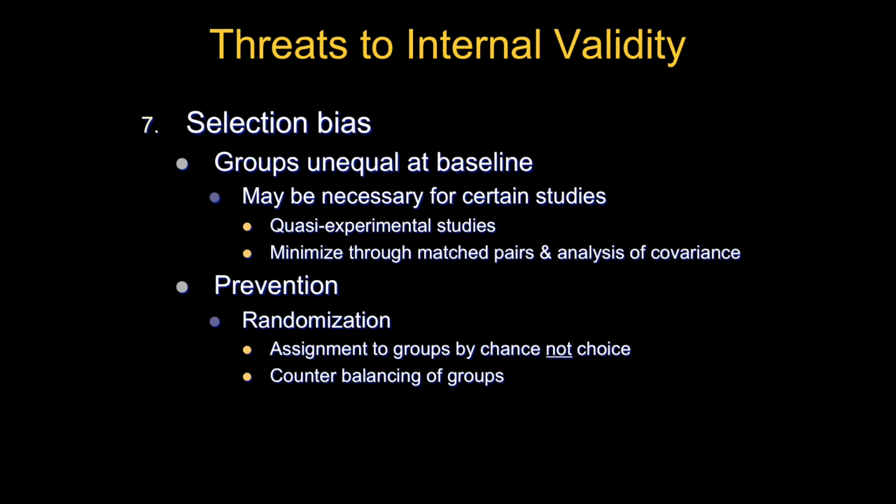How to prevent this? Randomization again. I think that's a theme that you can see consistently with these threats to internal validity. So you want to assign groups by chance and not choice so that it's more representative of the population as a whole. So counterbalancing the groups is also important so that you have, again, groups starting off fairly homogeneous and equal as far as whatever variables you're looking at.